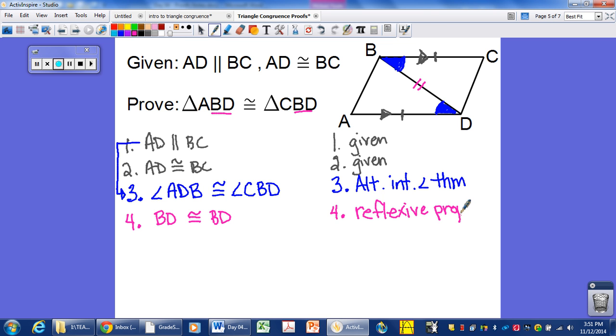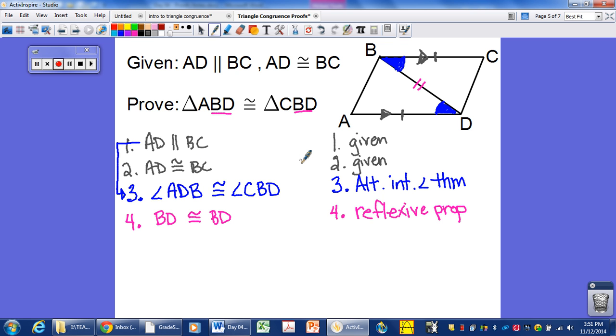Okay, this triangle has a side BD. This other triangle has a side BD. Whenever they share it, that side is congruent. So let's see, what do I have now? Let's go back and examine.